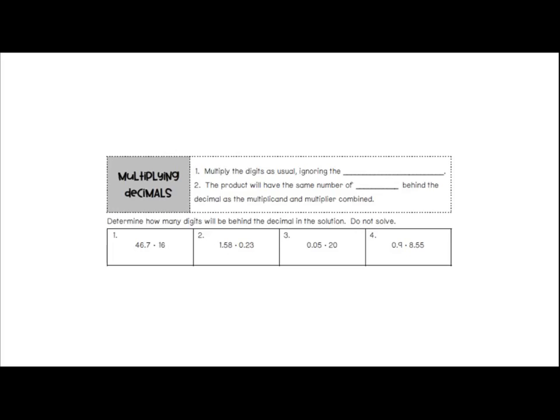So when we multiply with decimals, we're going to multiply the digits as usual, and we're going to ignore that decimal point for the beginning. We're just going to line them up and multiply like we would if any other problem was given to us. But then at the end, we'll take care of that decimal point. The product will have the same number of digits behind the decimal as the multiplicand and multiplier combined. So let's look at what that means. Remember, this dot is telling us that we're multiplying.